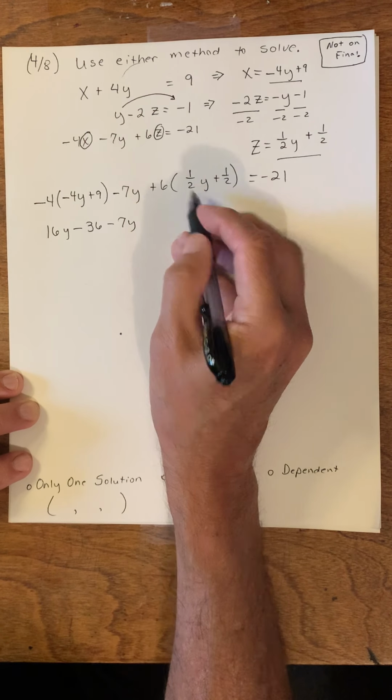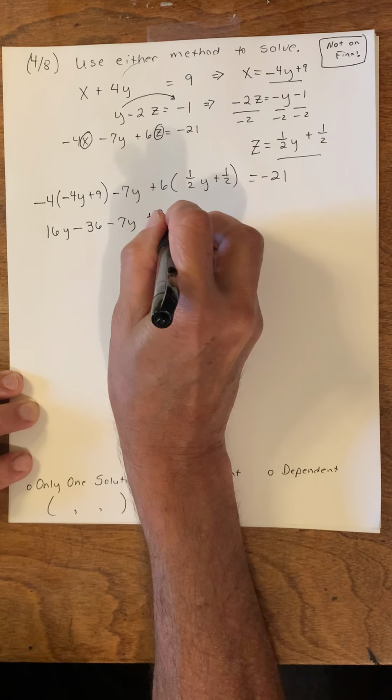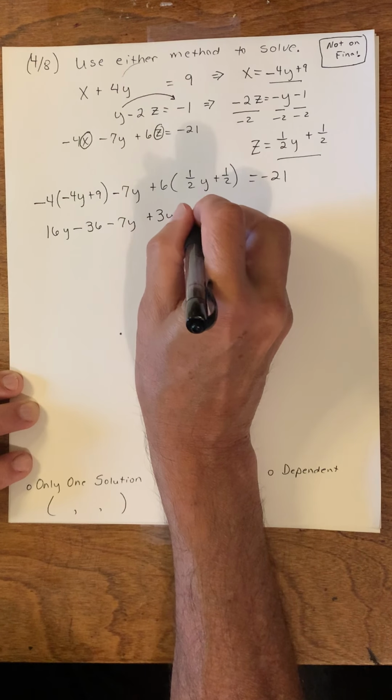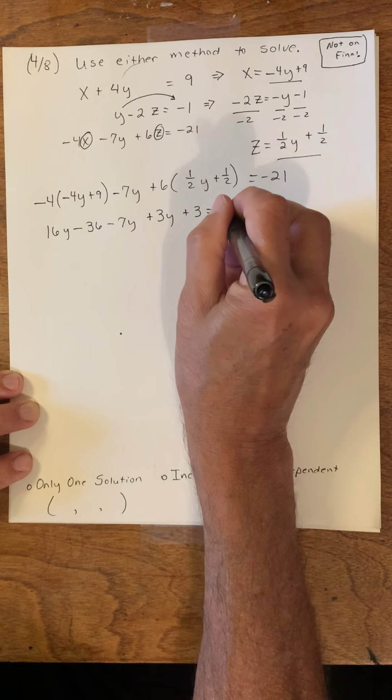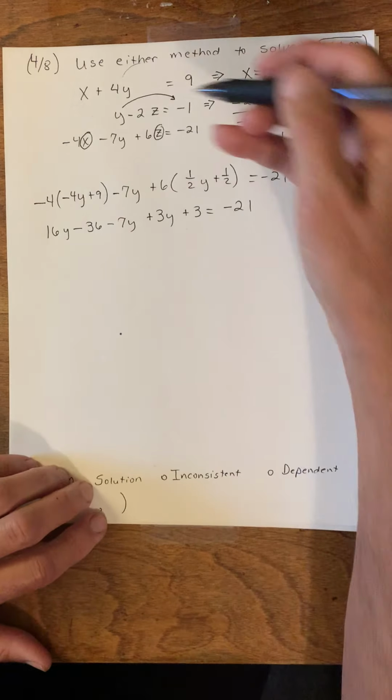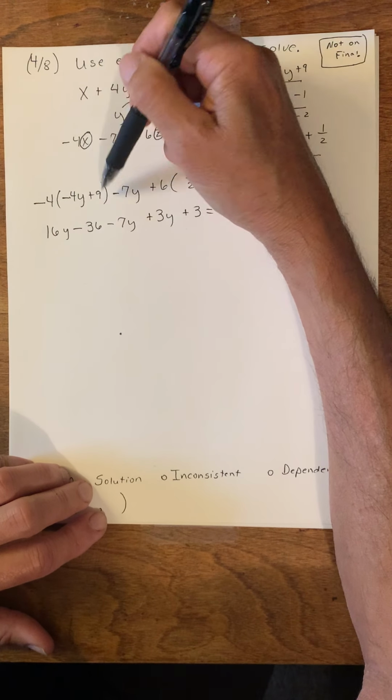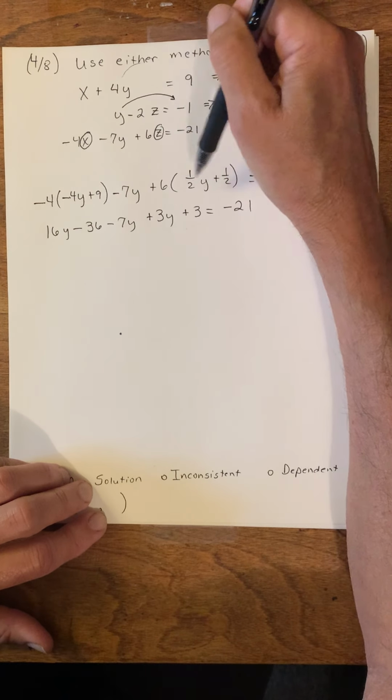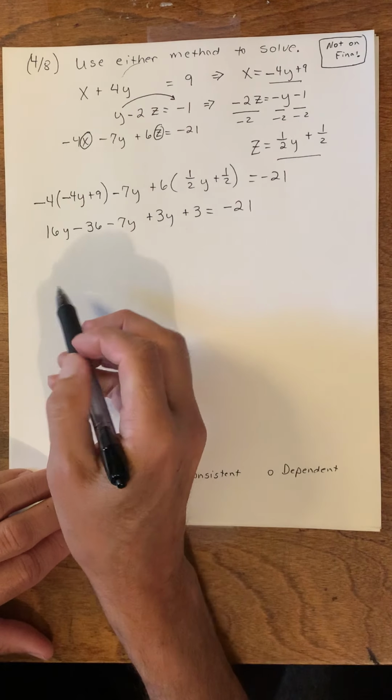Six times 1/2 is 3. Let me make sure I got that right. Positive 16, negative 3, 3. Okay, looks pretty good. So let's see what I got.